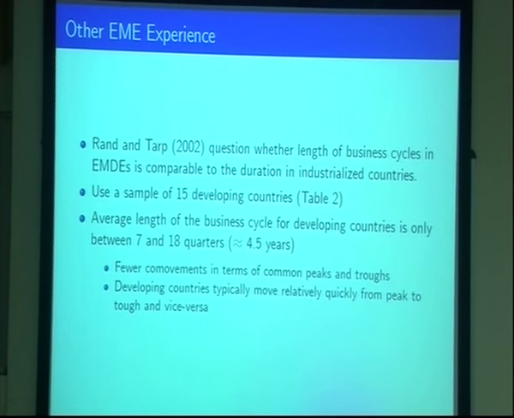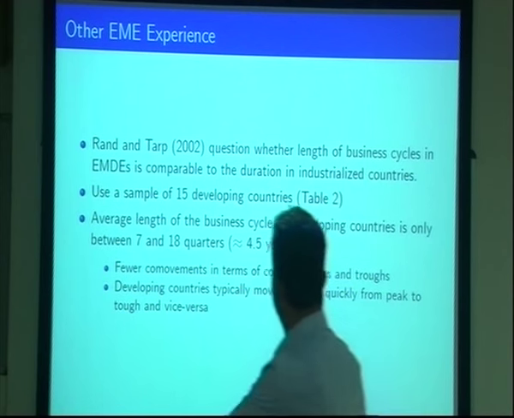Okay, now, what do other papers say? So let me quickly go over Rand and Tark. Are you familiar with this paper, which is also an earlier one? It came out in, I think, 2002, so it's quite dated, actually. But they point to some other things that are useful to know, although they're not the things we want to explain by theory. What they show is that the average length of business cycles for developing countries is much shorter. It's between 7 and 18 quarters, roughly 4.5 years.